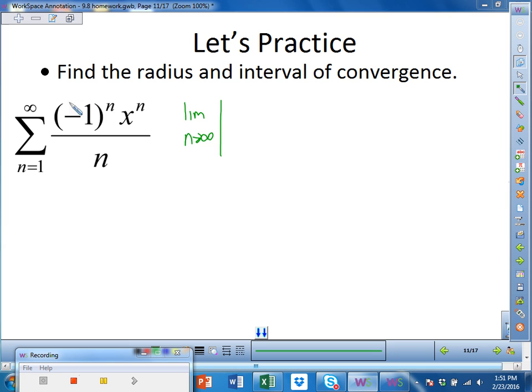What is this negative 1 to the n doing? It's causing it to do what? Alternate. Okay? So because this is causing it to alternate and I'm taking the absolute value, I can ignore it when I'm doing the ratio test.